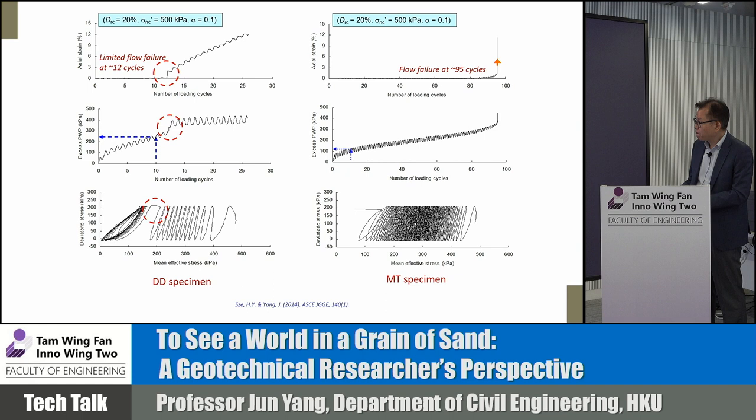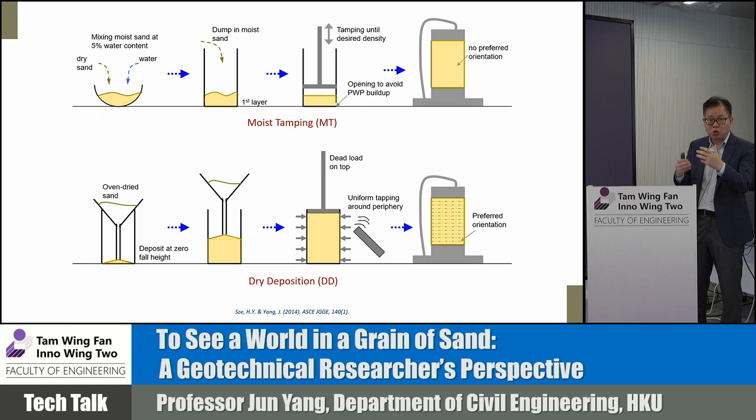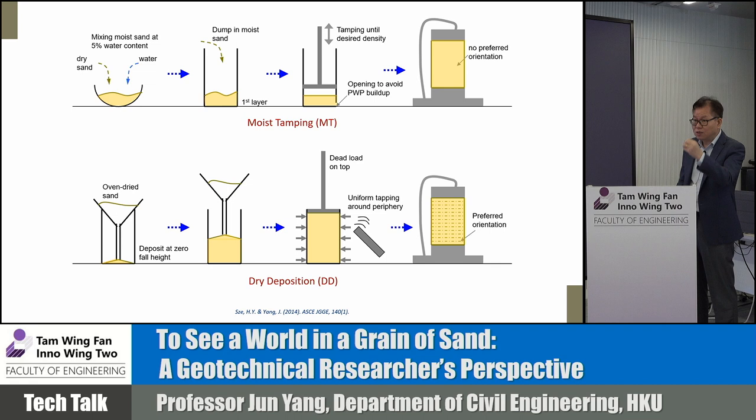In the soil mechanics lab, the MT specimen is prepared using the so-called moist tamping method. In this method, moist sand is placed in the mold, and then we apply tamping to form the specimen layer by layer. On the other hand, the dry deposition method is used to prepare the so-called DD specimen. In this method, dry sand is deposited into the mold, and then we apply tamping on the mold, to form a specimen of a given, specific density for the testing.